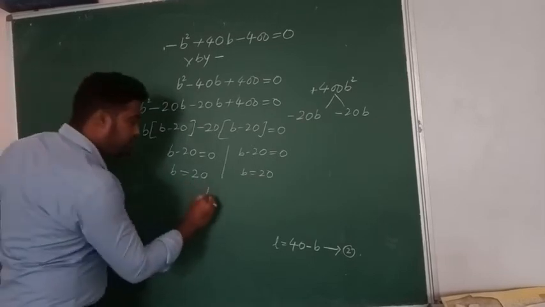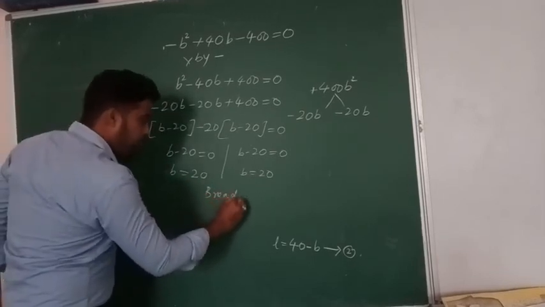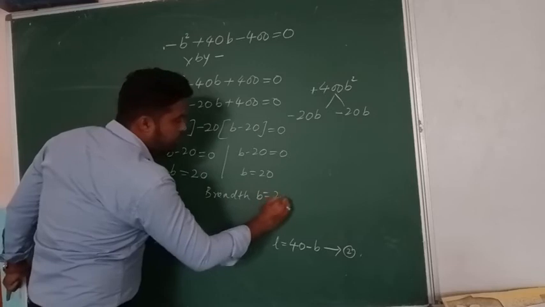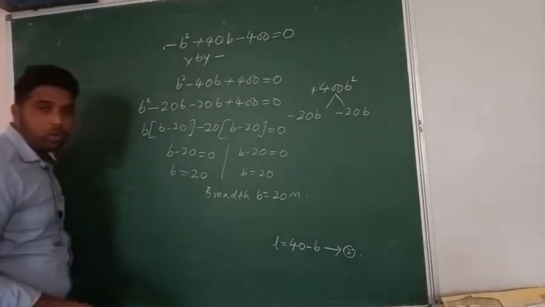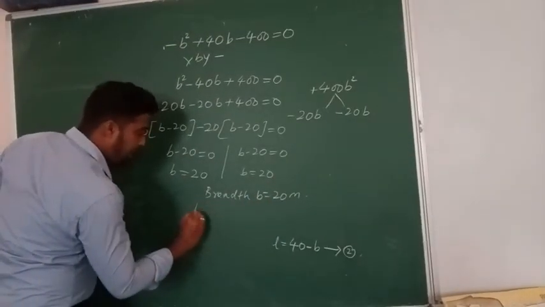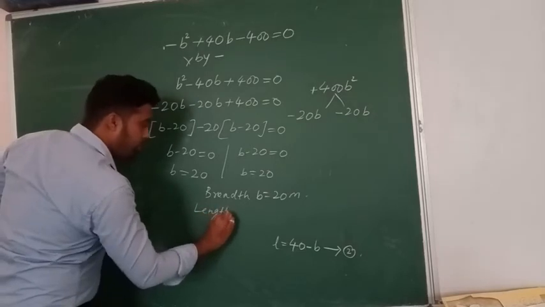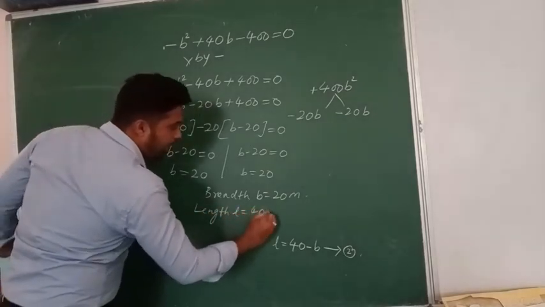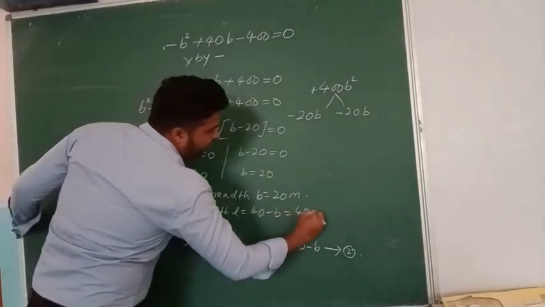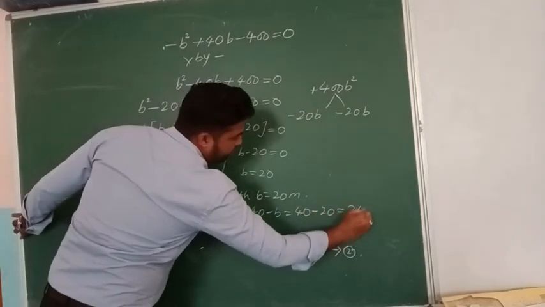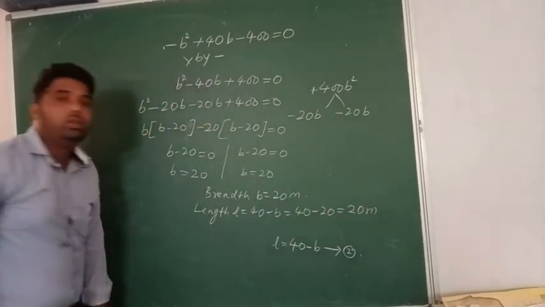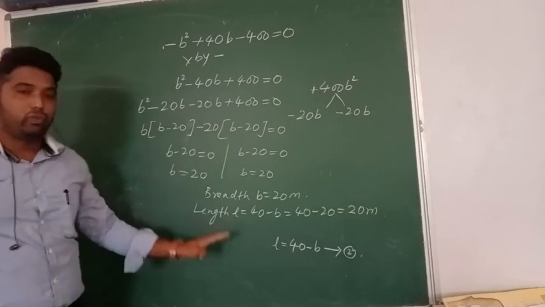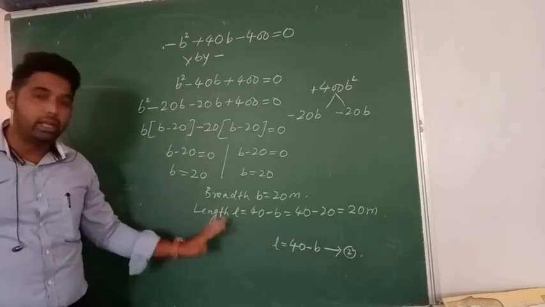If breadth B is equals to 20 meter, then what about length? We have an equation: L is equals to 40 minus B, which becomes 40 minus 20, which is also how much? 20 meter. So this is the solution of your last question of the chapter Quadratic Equations.